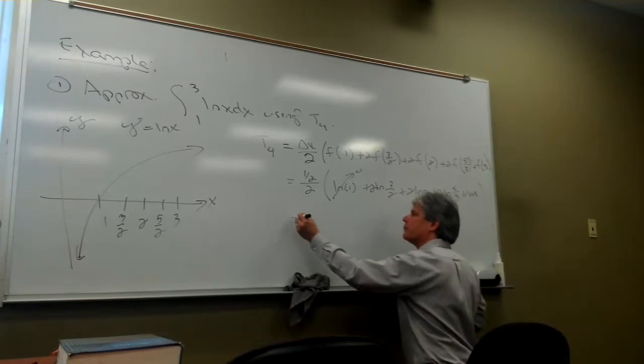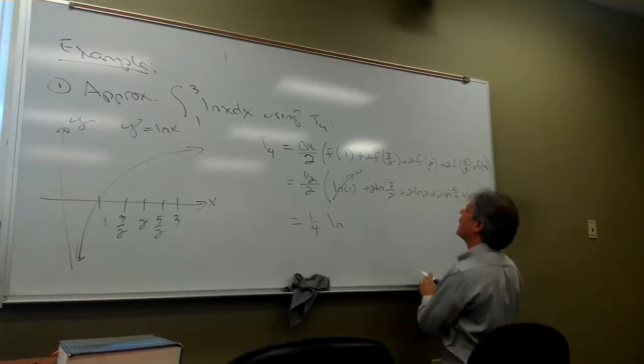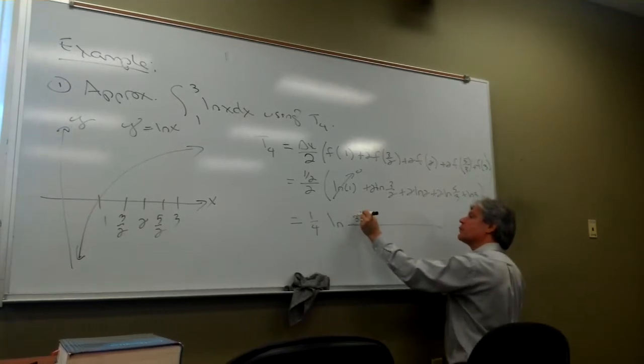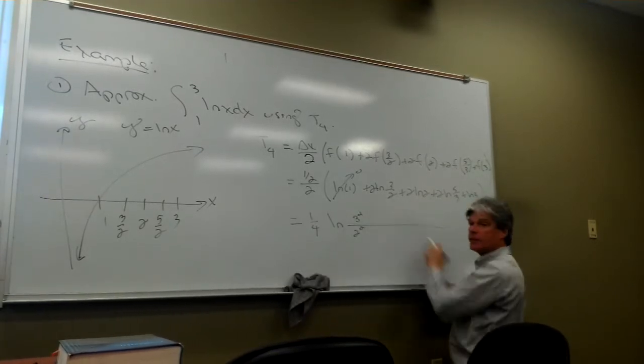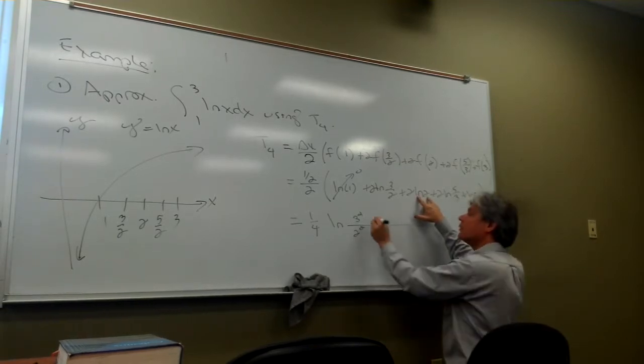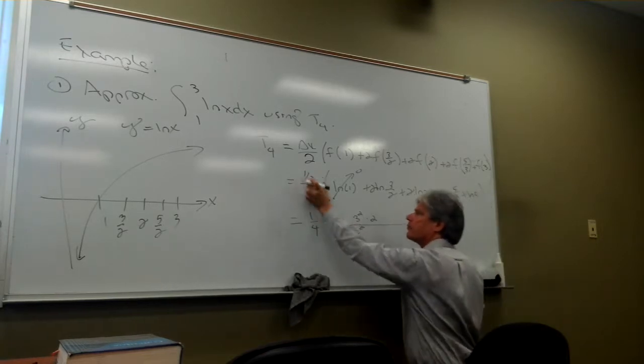Or shall we rewrite? Is that a 1/4 times the natural log of, I don't know. You guys help me with this. Is that a 3 squared over 2 squared? Is that a 2 squared? Why is it 1/4? Because I was dividing 1/2 by 2.